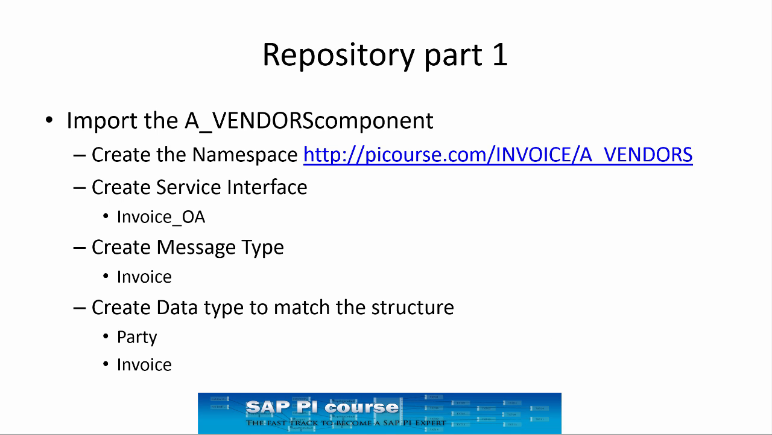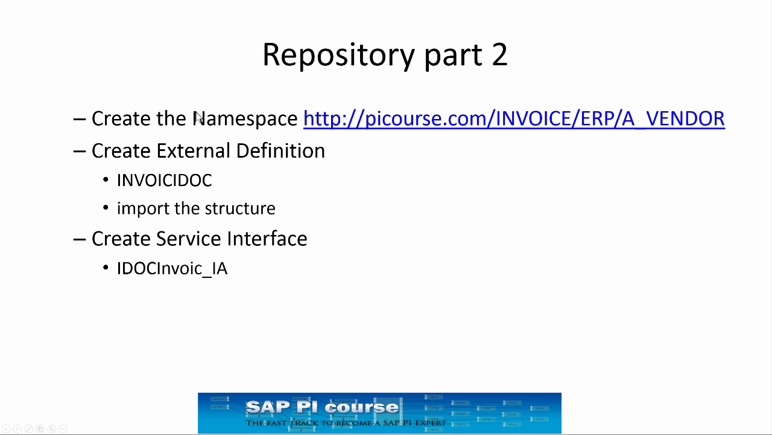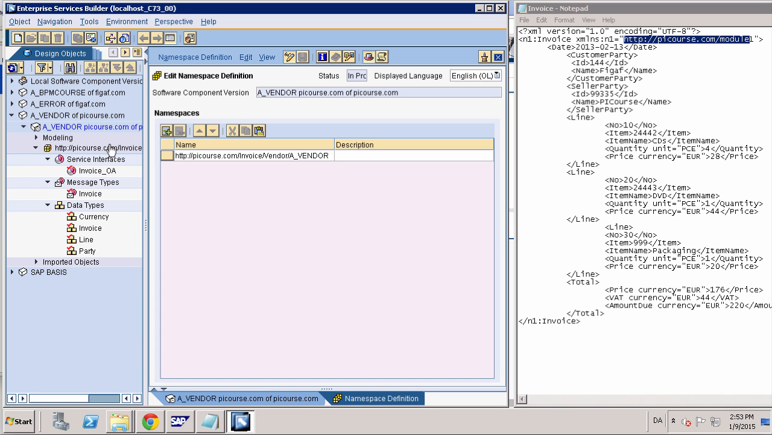So next up we need to create the ERP namespace and create an external definition called IDOC, import a structure, and create a service interface for this. So we will go to our namespace, it's here. Select all.